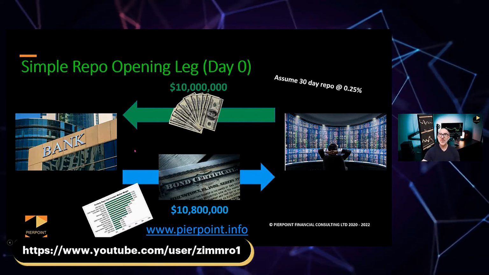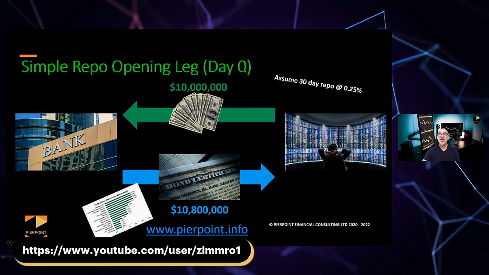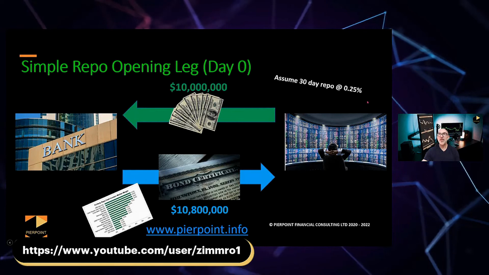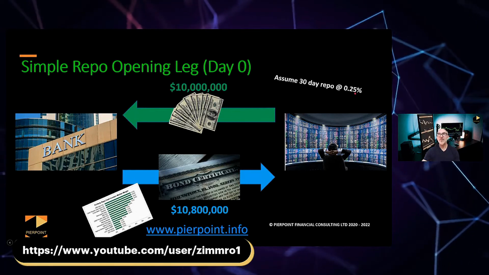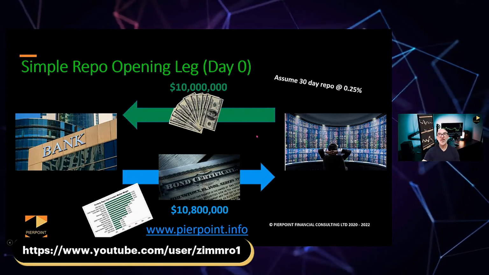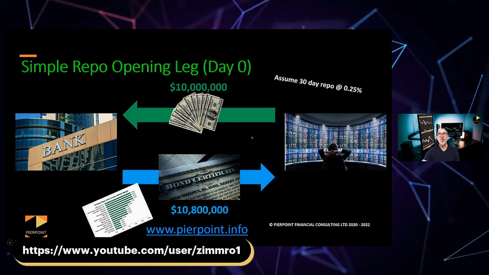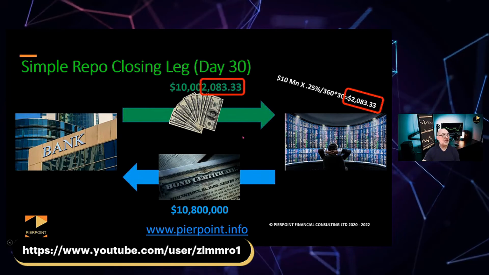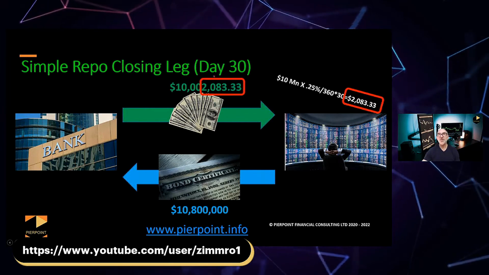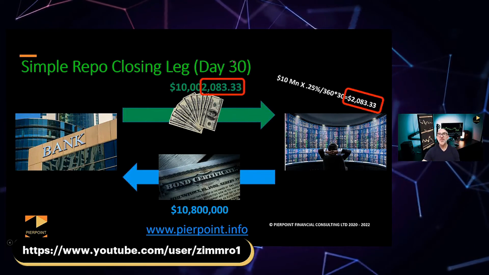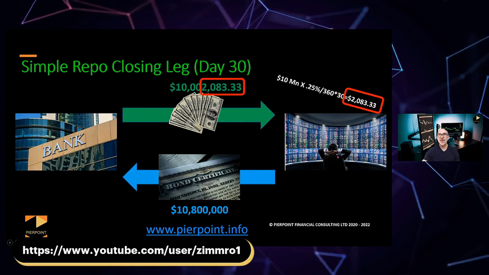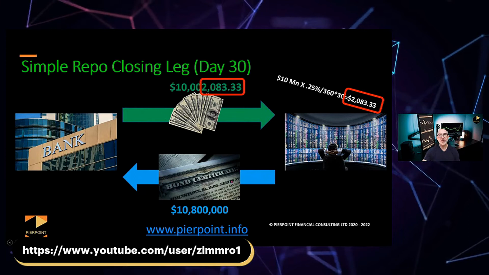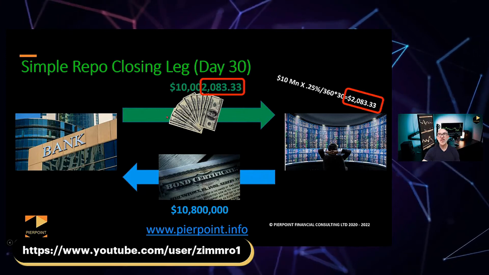They've given them the $10 million cash, and this is on day zero, the opening leg. It's a 25 basis point repo rate. So that's 25 basis points per annum, not for the 30-day transaction that we have in the example. So this is the closing leg. So this is day 30. The bank that had borrowed the cash returns the cash. The cash investor that was holding the bonds as collateral returns the bonds.